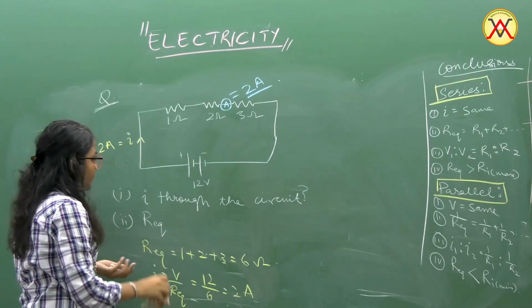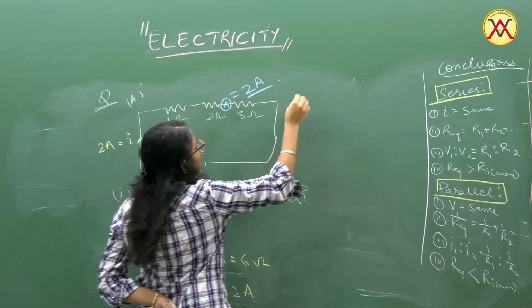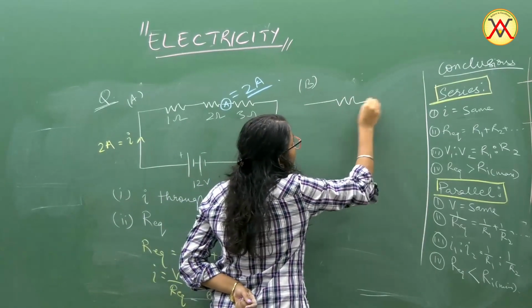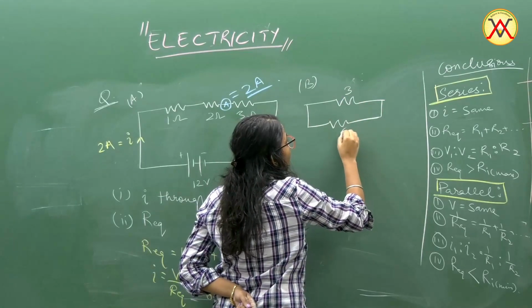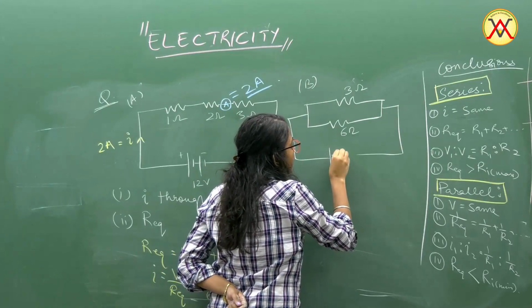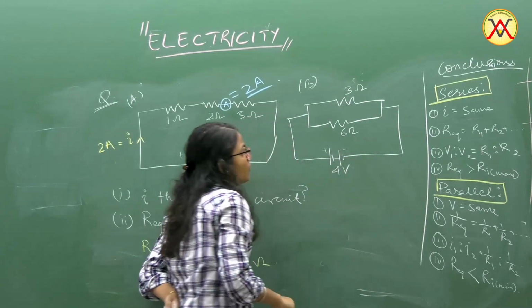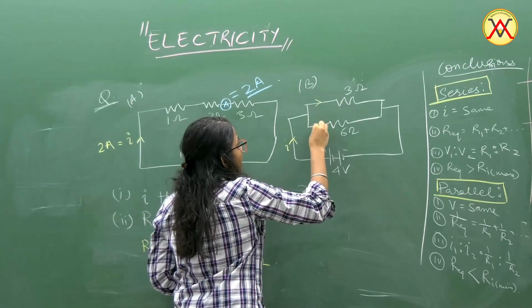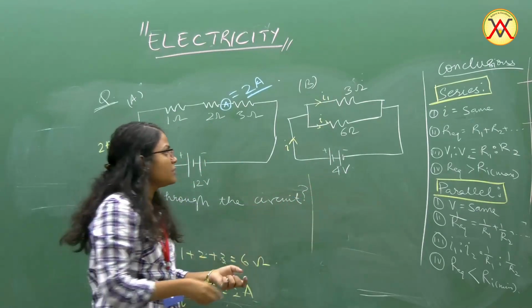Let's come to another type of question. Let's take one more part. Suppose this is A part. In both the parts, we are to find out the same. Suppose in B part, we have two resistors, one 3 ohm, another one 6 ohm. We are to find out the equivalent resistance of the circuit. Let's suppose this is 4 volt. This is I1, this is I2. Let us try to solve it over here.